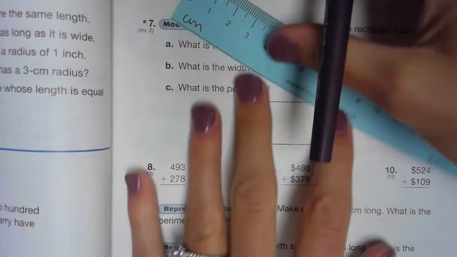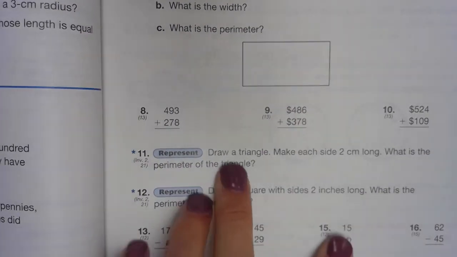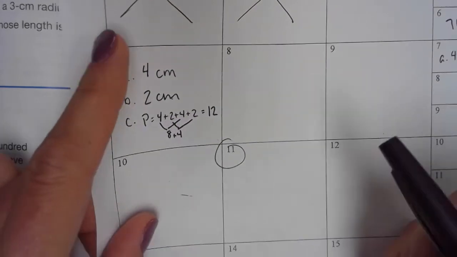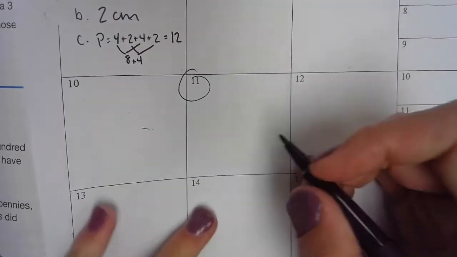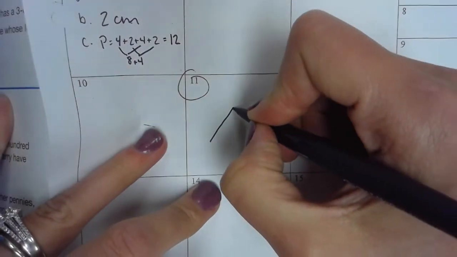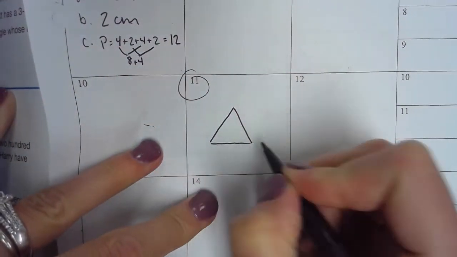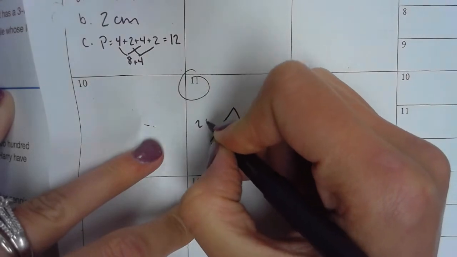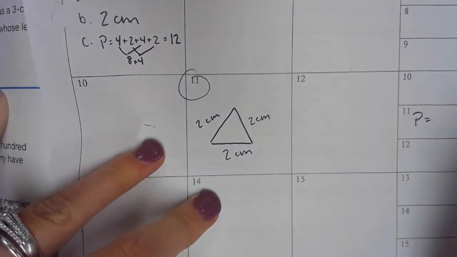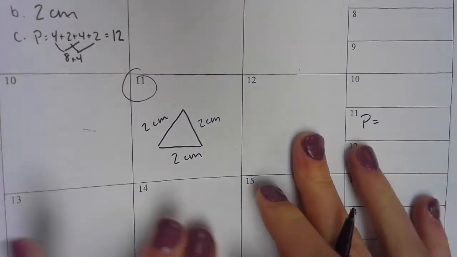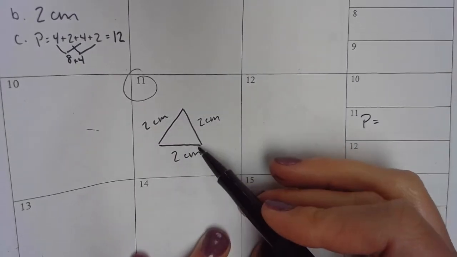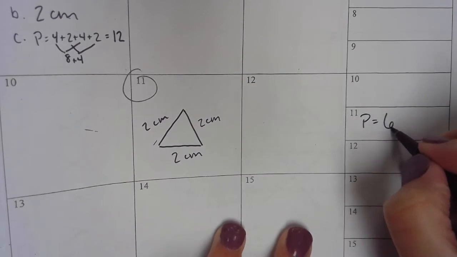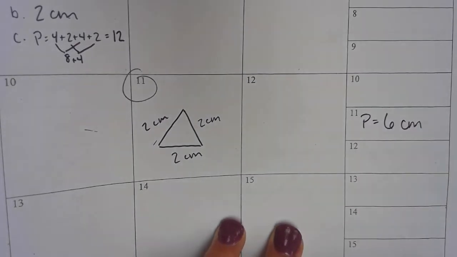Number 11 says, draw a triangle, make each side 2 centimeters long. What is the perimeter? So each side's 2 centimeters. It's kind of like the one we did in our example. So make sure they're all the same. Label them all 2 centimeters. Then if we know perimeter is the distance around, what's the perimeter of this triangle? Well, 2 plus 2 plus 2. 2 plus 2 is 4, plus 2 more is 6, so we get 6 centimeters.